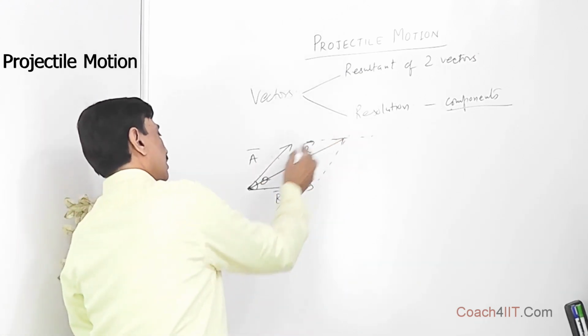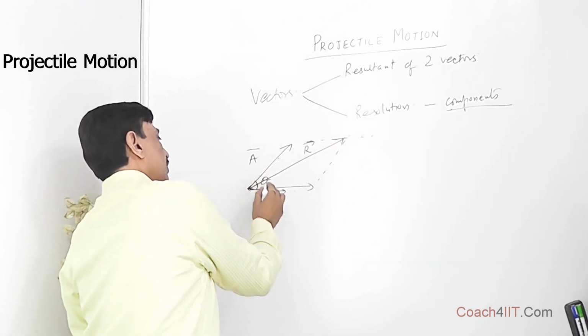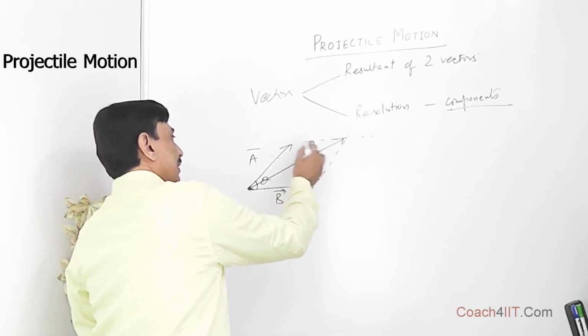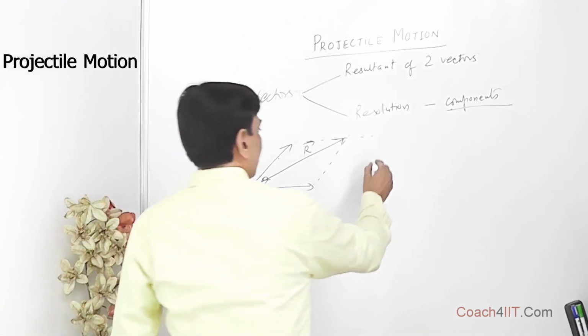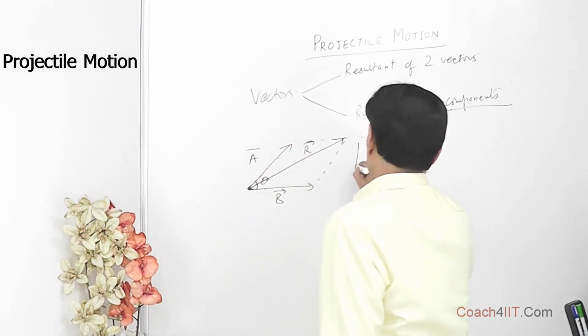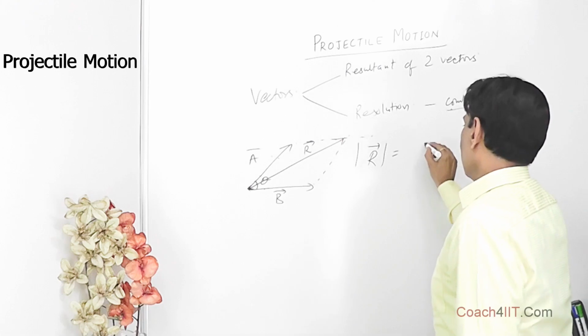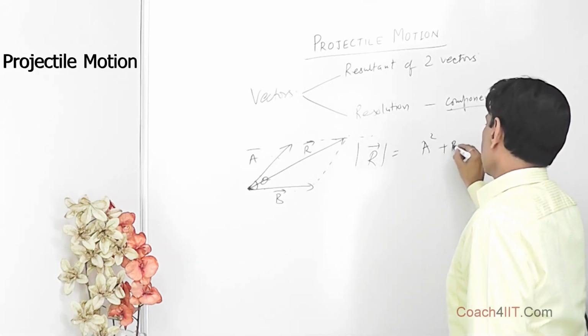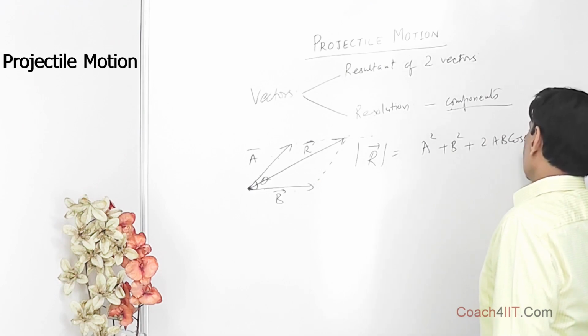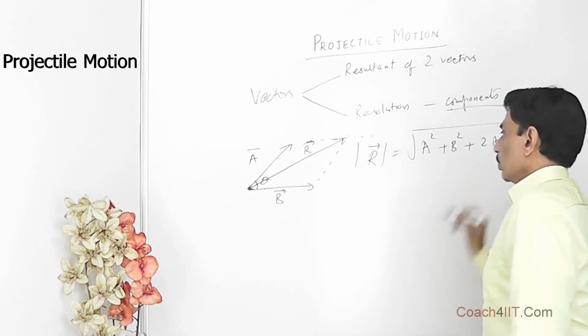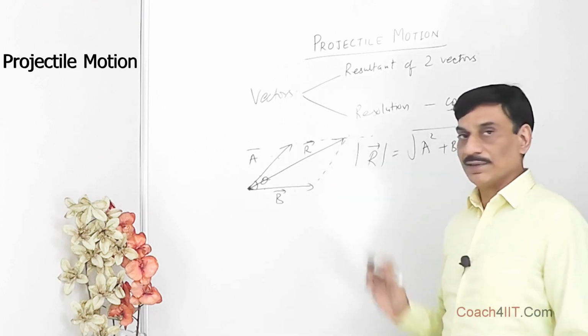So this vector, which originates from the tail of these two vectors and is a diagonal of this parallelogram, the magnitude of this resultant vector is given by, this is the mod sign, the magnitude sign, the square root of A square plus B square plus 2AB cos theta. So this is going to be the magnitude of this vector.